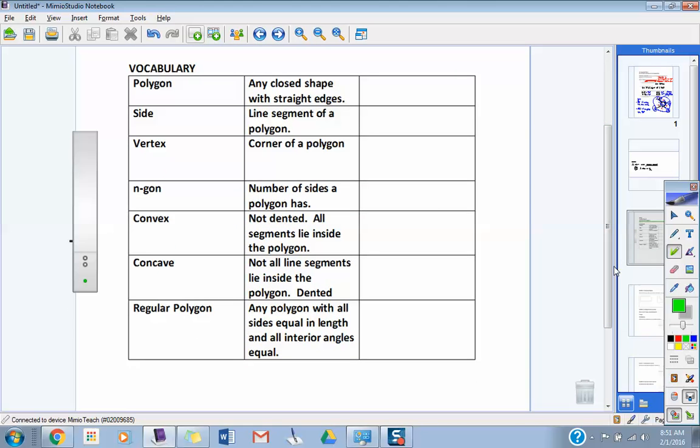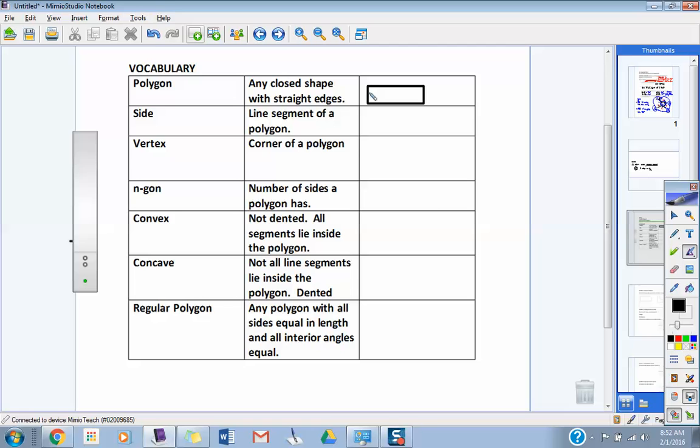Okay, a polygon. Volunteer to read what a polygon is for me. Any closed shape with straight edges. So here it is. Maybe something like this. Draw a rectangle. Are my edges straight? Yes. Okay. Is it closed? Meaning the start point and the end point are in the same spot? Yeah. Okay. Side is going to be any segment of a polygon.